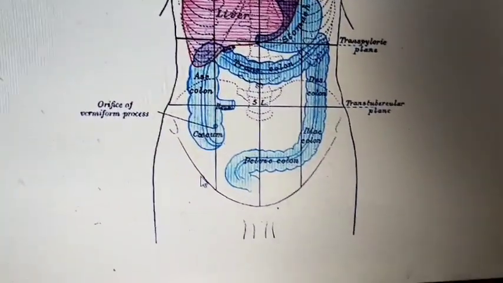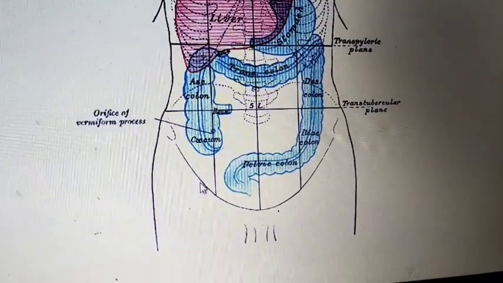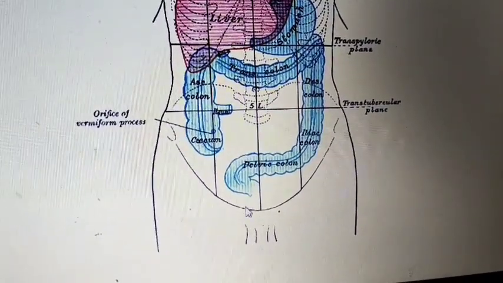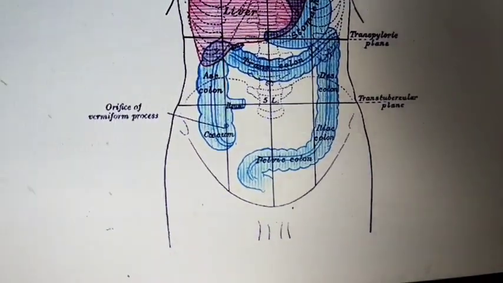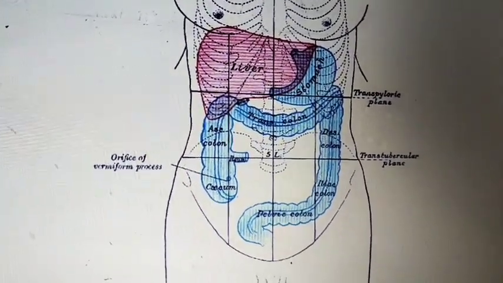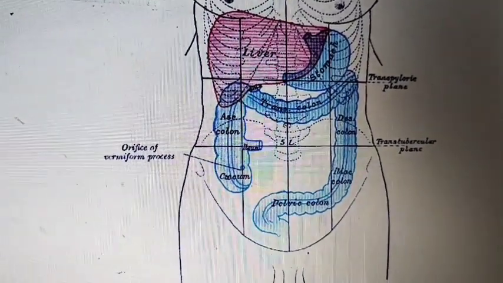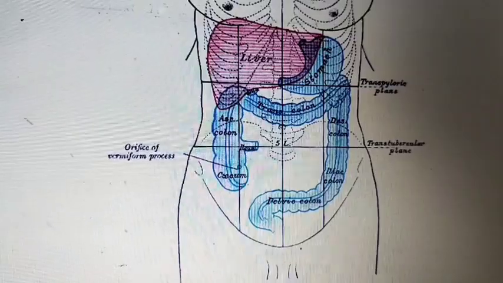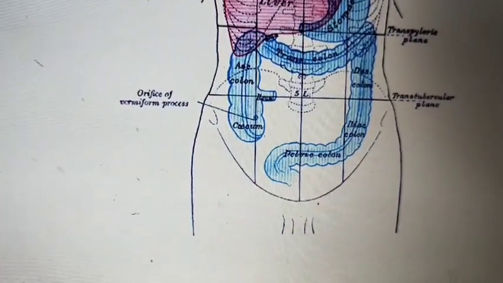The cecum is present in the right iliac fossa, just above the lateral half of the inguinal ligament. I already told you about the inguinal ligament in the anatomy of the anterior abdominal wall. The inguinal ligament is nothing but the folding of the external oblique muscle, from the anterior superior iliac spine to the pubic tubercle.